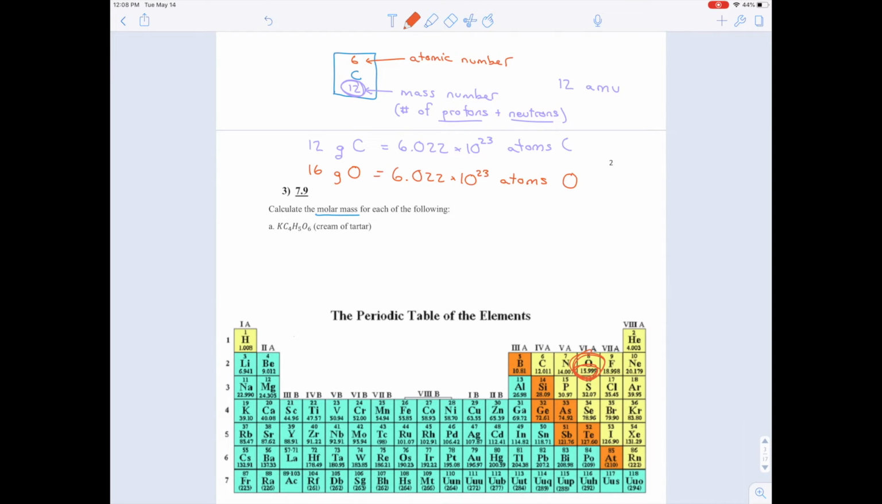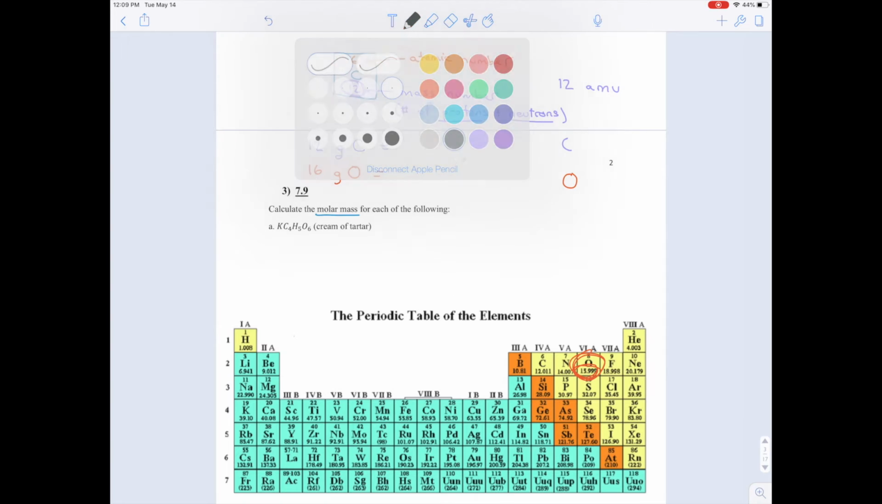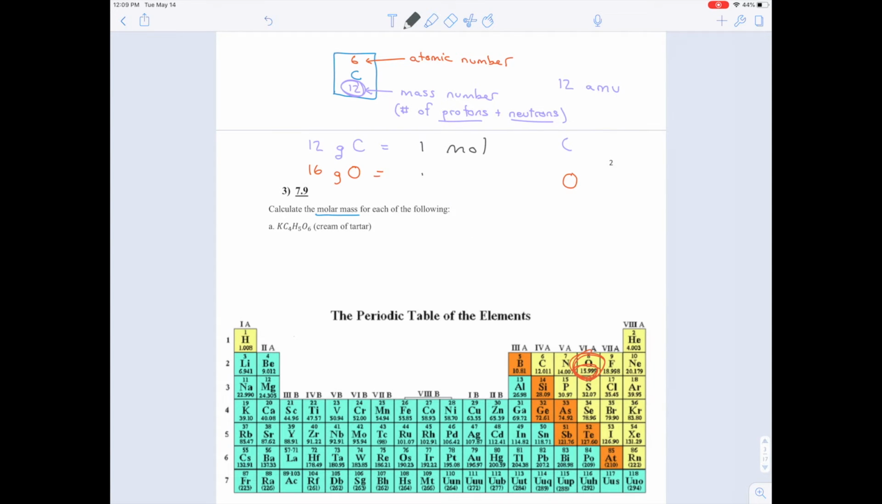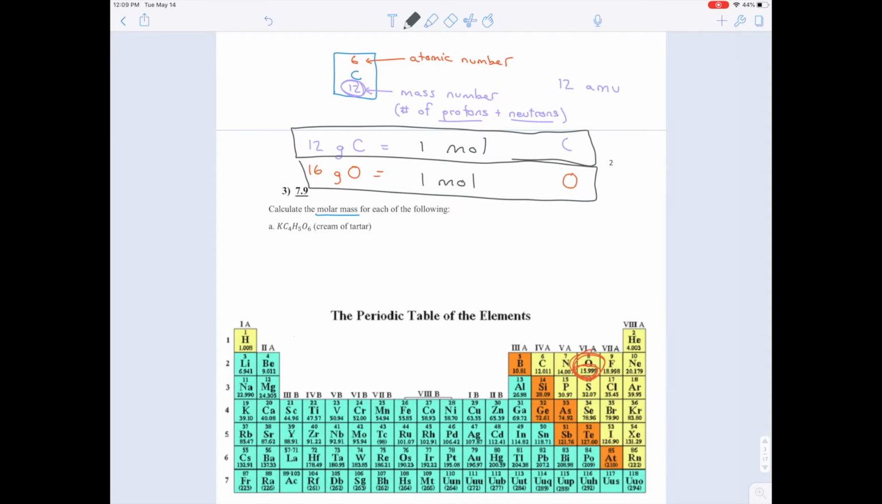So, in other words, the weird number for a mole came from taking the grams for the number at the bottom of the periodic table and finding out how many atoms there were in that. Since 6.022 times 10 to the 23rd atoms is a mole, we can write that many grams equals 1 mole. So 1 mole of any element will weigh the number of grams at the bottom of each box on the periodic table.